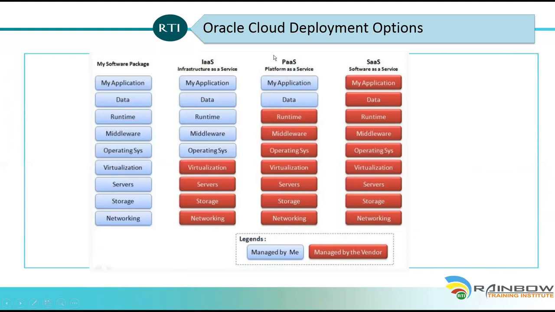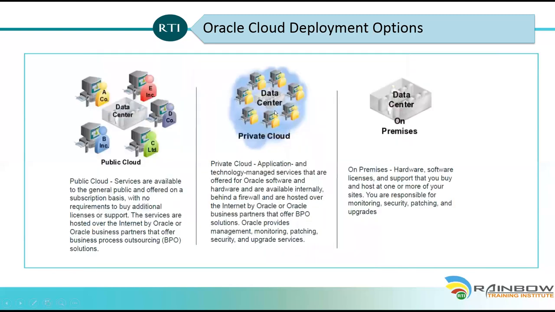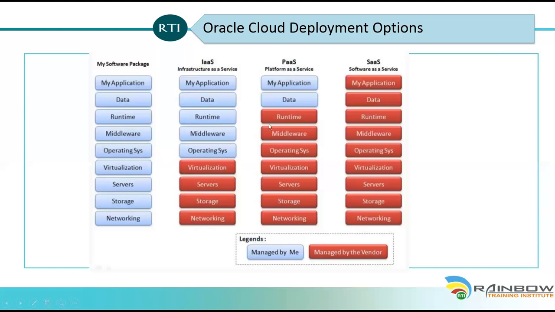Coming to the PaaS model, Oracle still maintains the infrastructure, operating system, middleware, and runtime. Only we have access to the application and database. Here we can customize our application and have our own database. We can create tables, create packages, and do many things. But we don't have access to the middleware or the runtime environment, nor to the infrastructure, which Oracle still maintains in their own data center. We just have our own application access and database access. It is a platform as a service model.